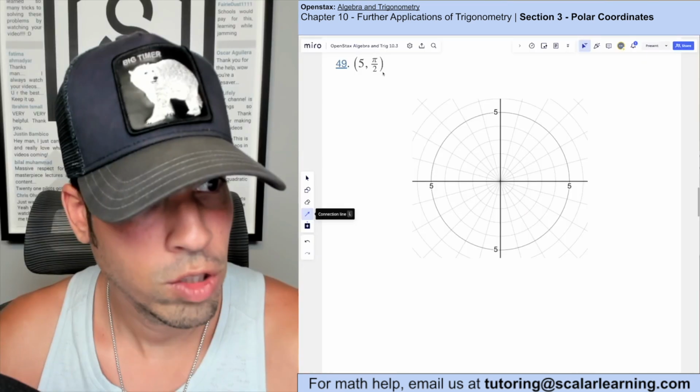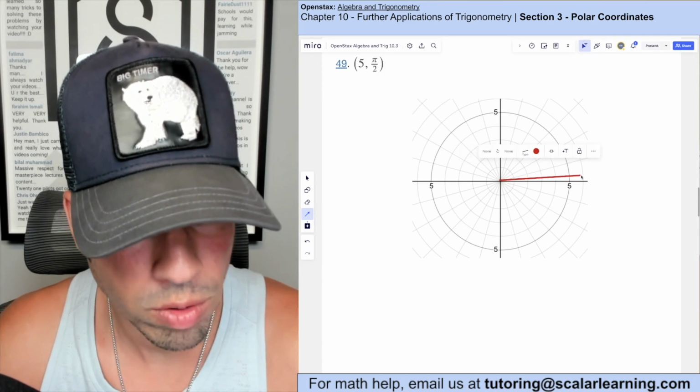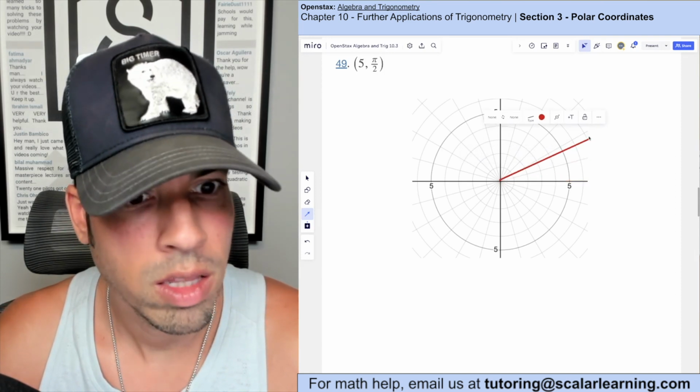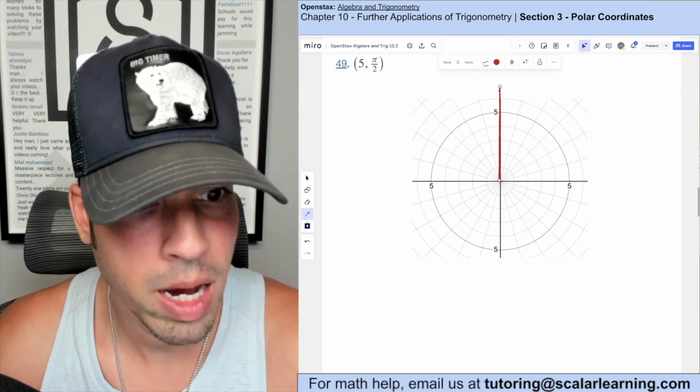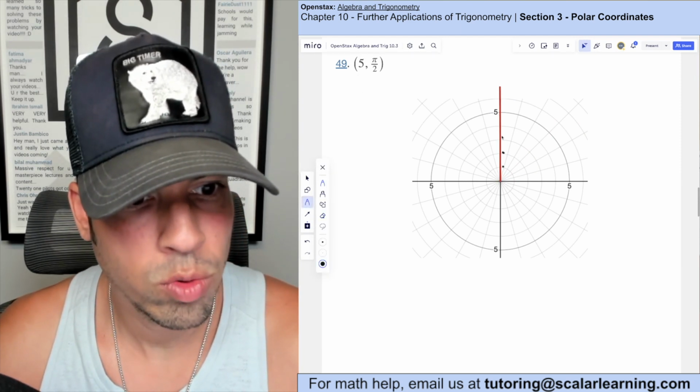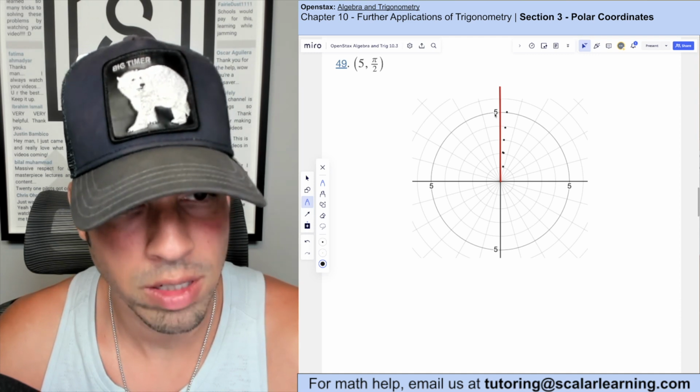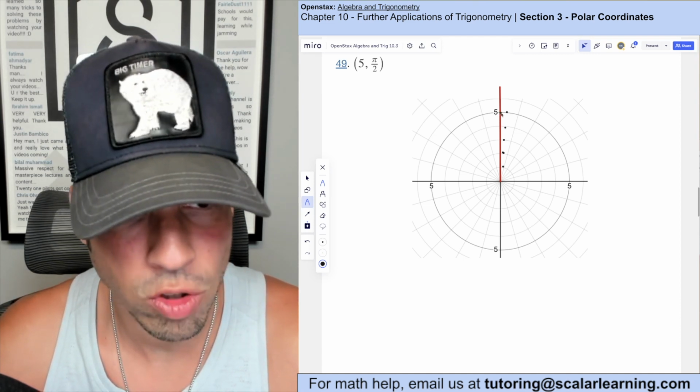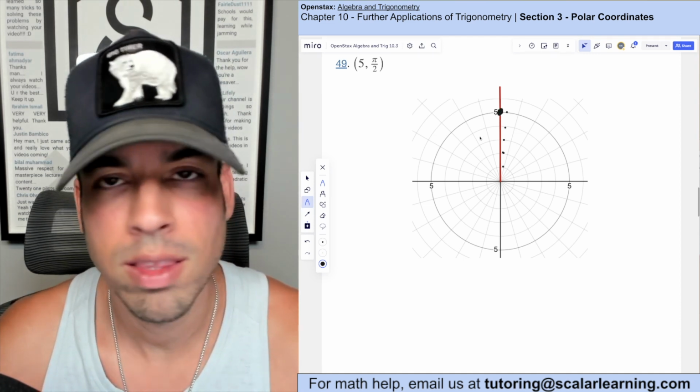Boom, done. So for this one, we're going to start by plotting that theta value. So again, we come out here at 0, and then we go up by pi halves. So here's pi halves, same as 90. And then on this line, we go positive 5. 1, 2, 3, 4, 5. Of course, it says 5 there, but that's how we get there, the fifth circle. So that's the point. That's how you do it.